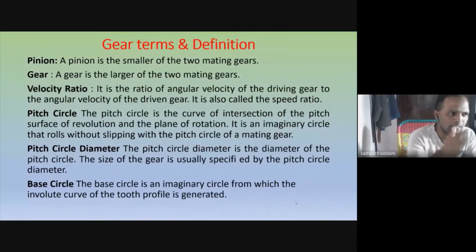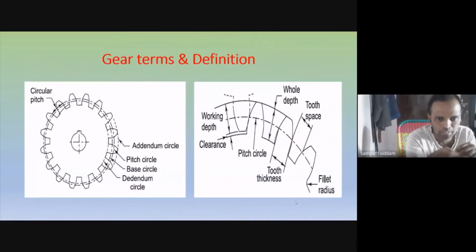If you ask the size of a gear, the size of the gear is usually denoted by the pitch circle diameter itself. That is small d. Okay. Next is the base circle. The base circle is another imaginary circle from which the involute curve of a tooth profile is generated. Observe the figure over here. The center line is your pitch circle, and the other one, near the pitch circle, we say is the base circle, which provides the involute for your gear tooth.